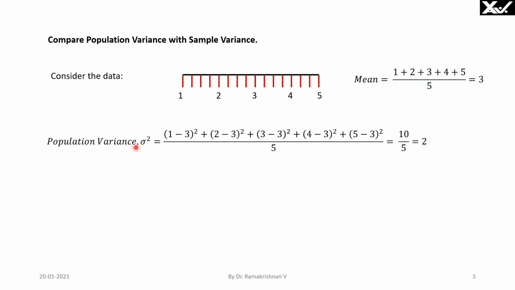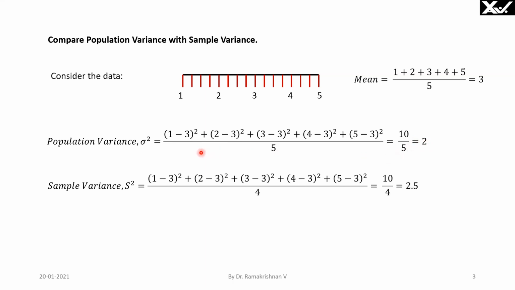For population variance, the numerator is summation of the square of the deviation of the variables from the mean 3. Therefore, 1 minus 3 whole squared for the first term. Similarly, for 2, it is 2 minus 3 whole squared. For 3, 3 minus 3 whole squared. For 4, 4 minus 3 whole squared, plus 5 minus 3 whole squared. Summing it up, we get 10 divided by total number of terms, 5. Therefore, 2 is the population variance.